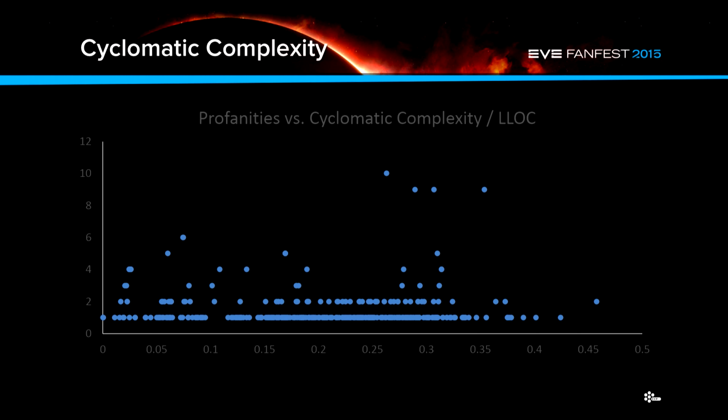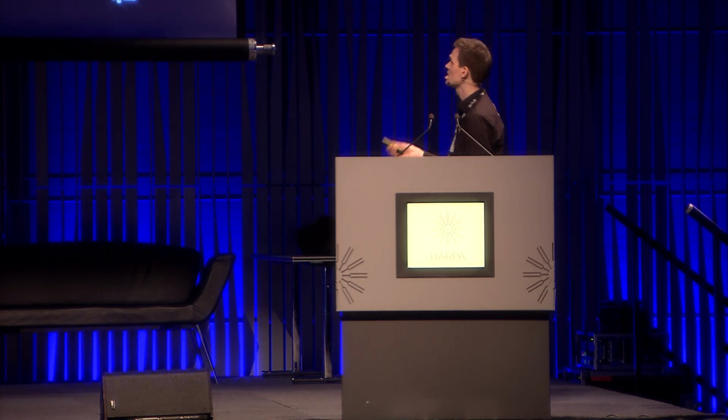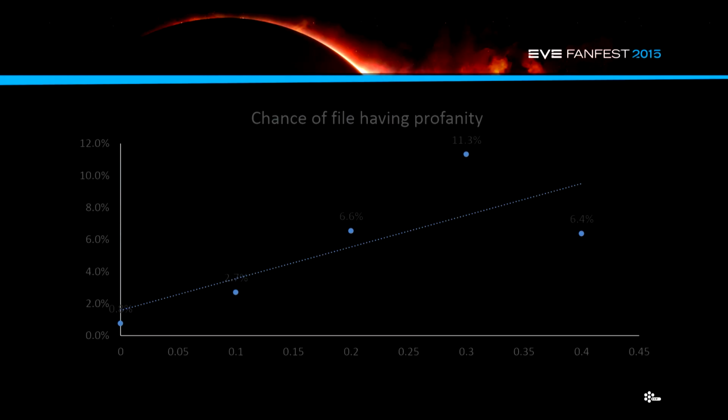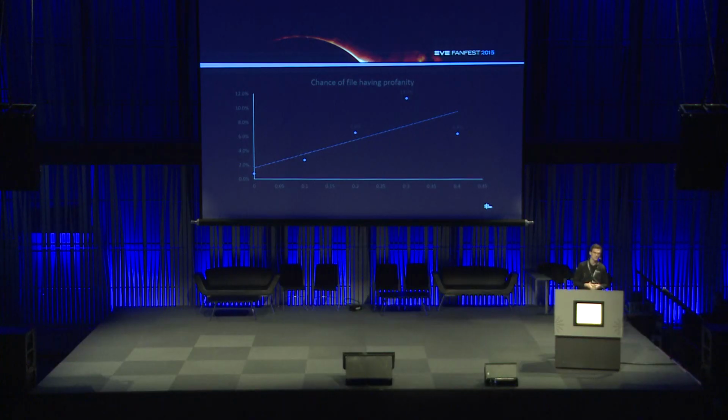So what I thought about instead is, for a certain profanity per line band, what is the chance of that file having a complexity? And then I got this graph. So for a file that has a complexity per line somewhere between 0.3 and 0.4, we actually have an 11.3% chance of it having a profanity in it, which I thought was really awesome, and I'll be working on my thesis on that.